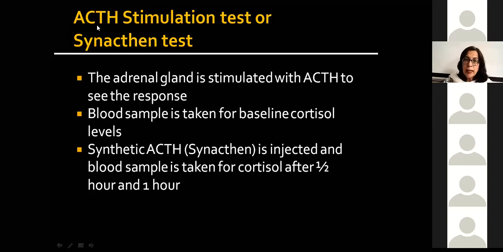What is Synacthen basically? Synacthen is synthetic ACTH, which you get in injectable form, you get it in the pharmacy. What you do is you stimulate the adrenals by giving the injection of Synacthen. First, a blood sample is taken for baseline cortisol levels. Call the patient at 8 AM in the morning, take a baseline cortisol sample, then you administer synthetic ACTH, or Synacthen, injected into the body, and you take the blood for cortisol after half an hour and after 1 hour. We perform this test in our lab.